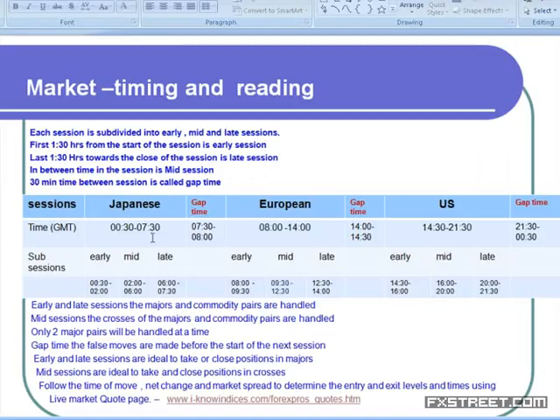These are all the session timings: Japanese, European, the US session, and in between you come across the gap time. Now we are in the late European session, 12:30 onwards up to 14 GMT. We started the webinar at 13 GMT, and the webinar will go till 13:45, and up to 14 GMT the European session will be there.